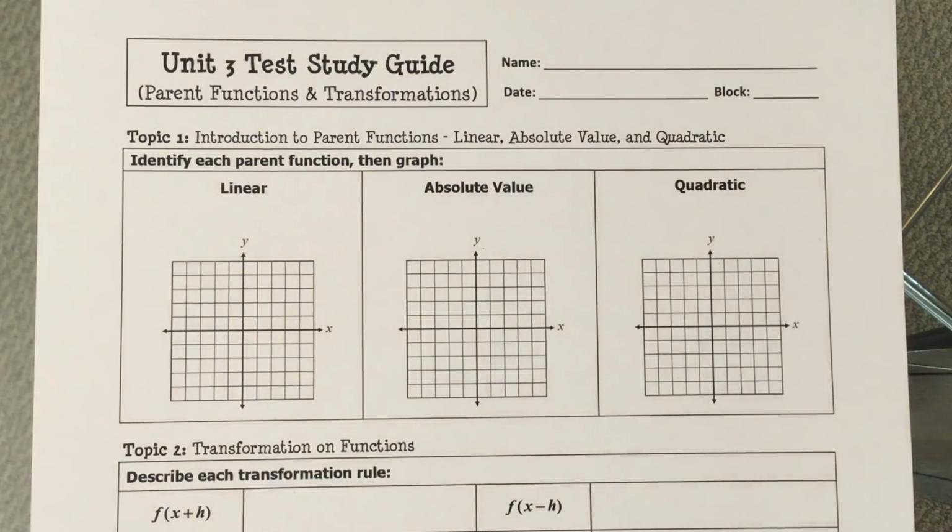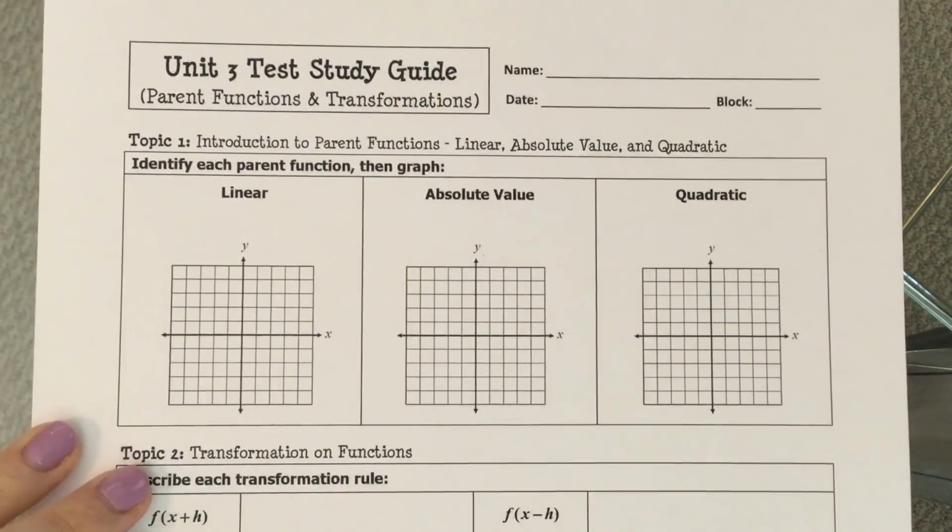All right, Unit 3, Test Study Guide. Topic number 1 is an introduction to our 3 parent functions that we focused on during this chapter: linear, absolute value, and quadratic. So just in this one, we're writing down the parent function, graphing the parent function, just so you get an idea of what we're going to be starting with before we do any transformations.